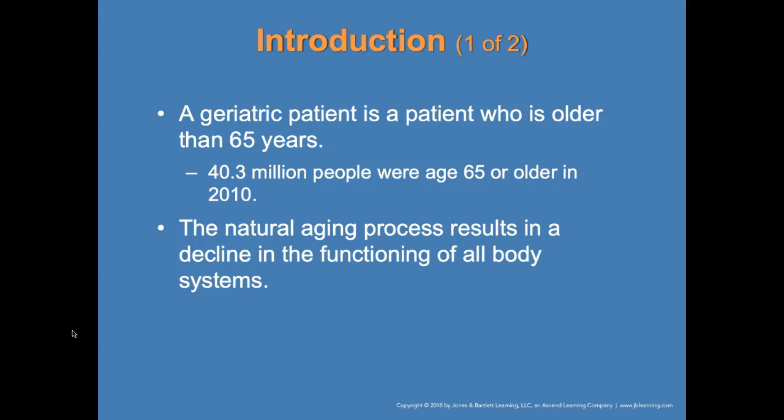In 2010, there were 40.3 million people who were age 65 or older. You need to remember that the natural aging process results in a decline in the functioning of all body systems. This is going to happen to everybody regardless of how they take care of themselves.